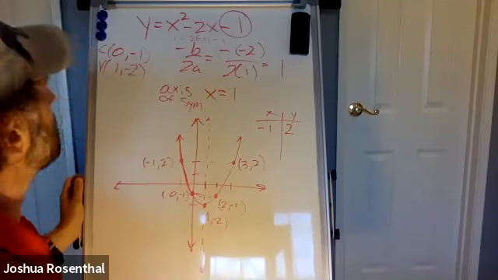1 minus the square root of 2 is less than 0. Yes, great. That's why the other root intersects the x-axis where x is negative. Mm-hmm. Okay.